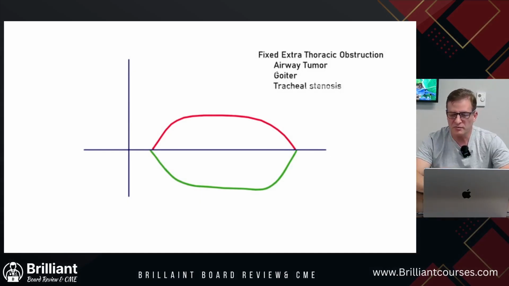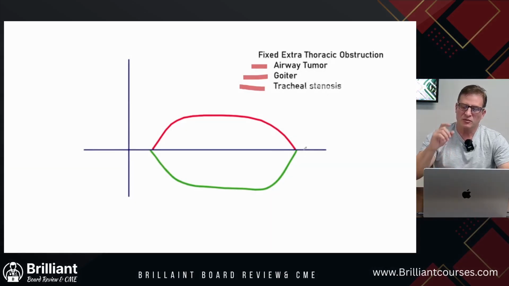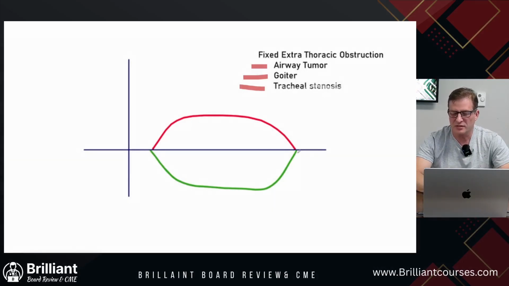So what can this be? An airway tumor, a goiter, or tracheal stenosis. Tracheal stenosis, or narrowing of the trachea. Now, the trachea can be intra or extrathoracic. In this example, we're going to use extrathoracic. Because this is a fixed obstruction, you're going to have both. So they're breathing in, and they can't breathe in anymore. They can't get any more in because they have a fixed obstruction. And when they breathe out, because it's a fixed extrathoracic obstruction, breathing out is limited.